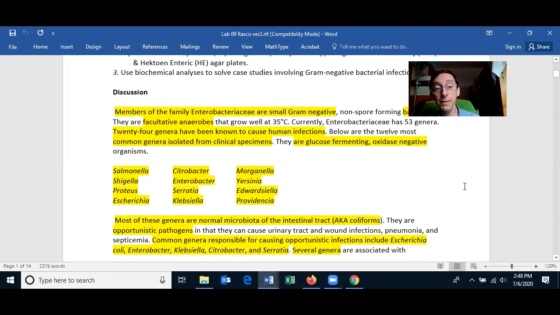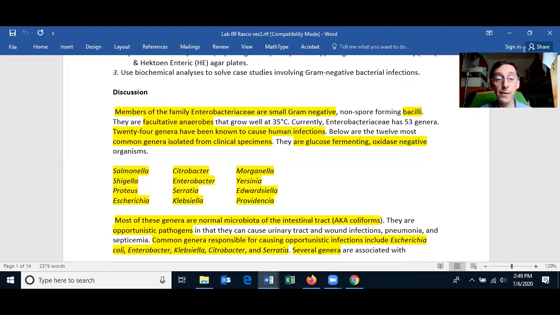So we'll be specifically looking at two families. The first is the Bacteriaceae family, a family of bacteria that are small, gram-negative bacilli. Get that out of the way. They're facultative anaerobes. They grow at 35 degrees, although they grow rapidly at room temperature as well. This is a very large family, 53 genera. 24 of the genera of this family are known to cause human infections.